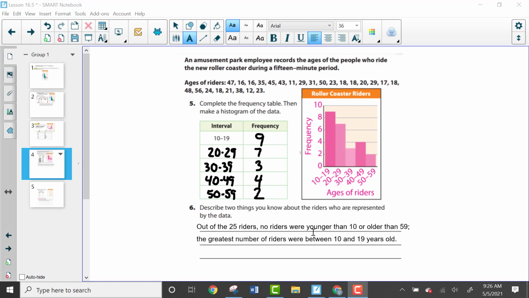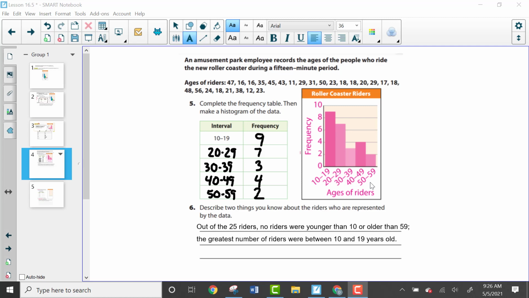So we know that no writers were younger than 10, okay, because our intervals start from 10 to 19. So right away we know that nobody's going to be younger than 10. And also, or older than 59. Why do we know that? Because the highest interval goes up to 59. So that's why we know that there's not any writers younger than 10 or older than 59.